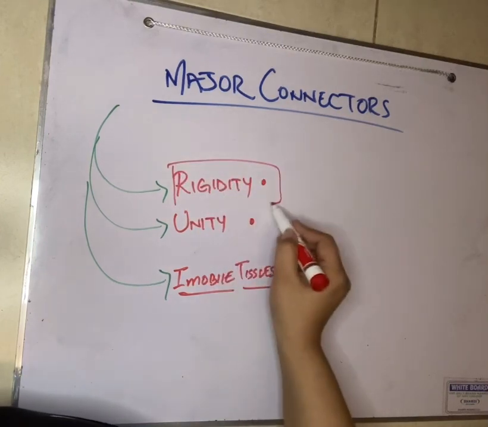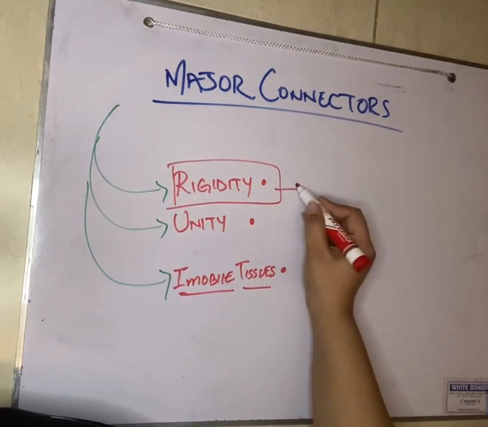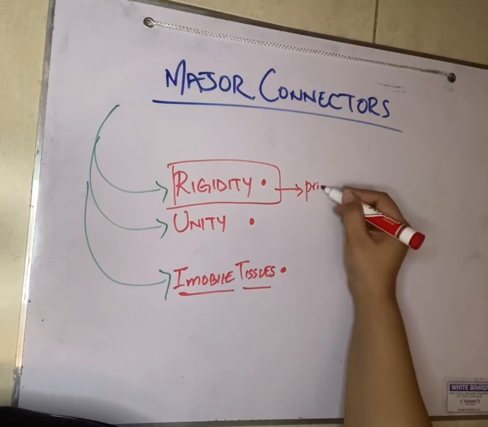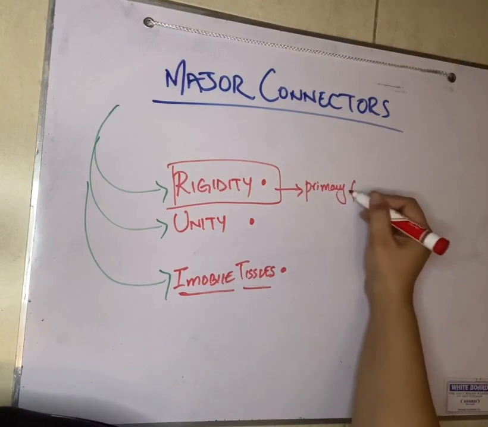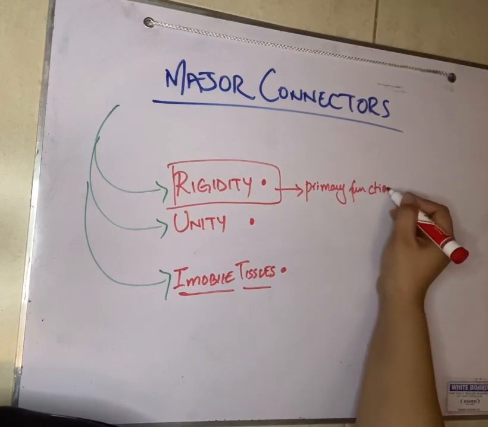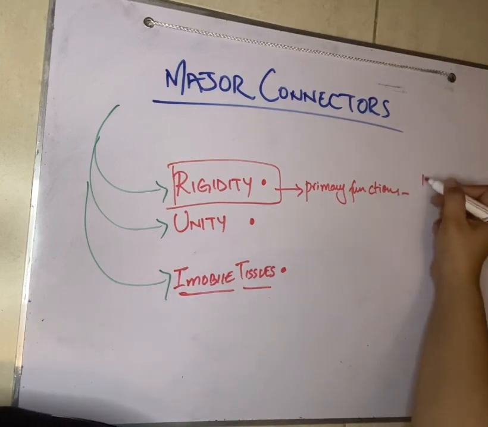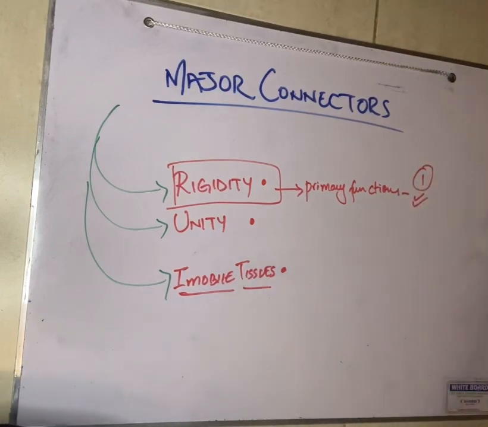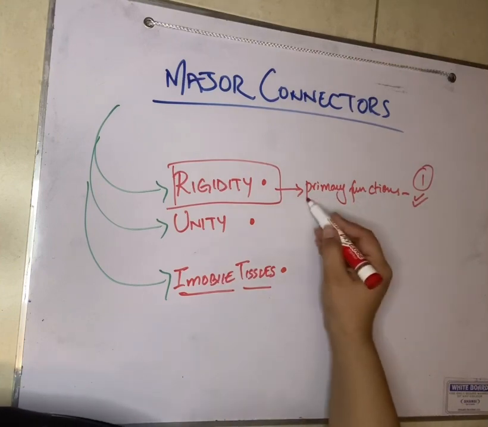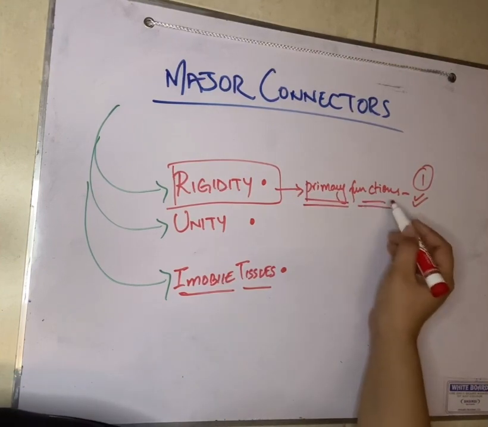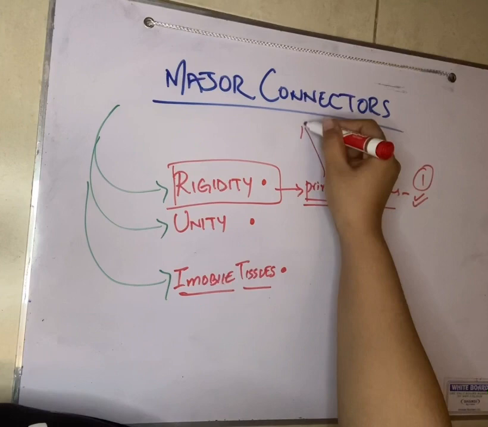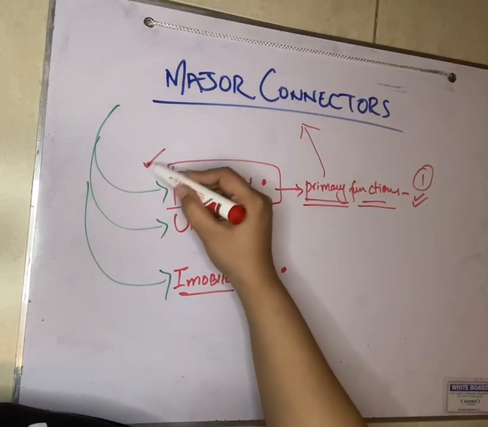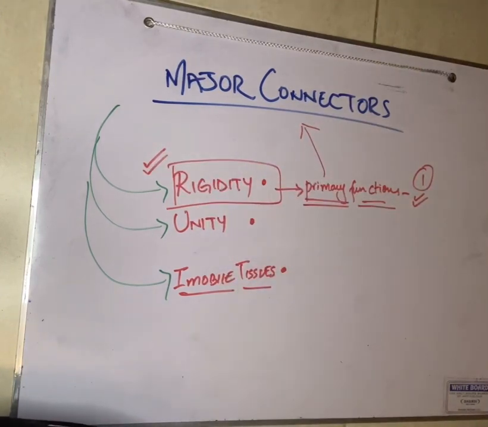Starting with the rigidity. Rigidity is basically the primary function of major connectors, and this is very critical because it is repeatedly asked in the board exam, and it is definitely one of the questions that is asked. So this is to be remembered: what is the primary function of major connectors? It is to provide rigidity, right?